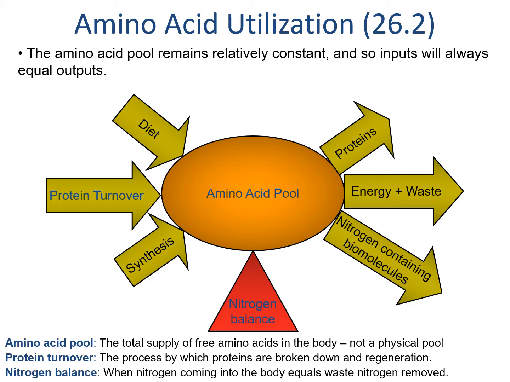Sources like diet, protein turnover, or synthesis, which we can see on the left, are always balanced with uses like making proteins or making different amino acids or nucleic acids or being used for energy and waste, the types of things we see on the right. Since amino acids are really the only way that we can get nitrogen, we call all this balance of amino acid sources and uses the nitrogen balance.